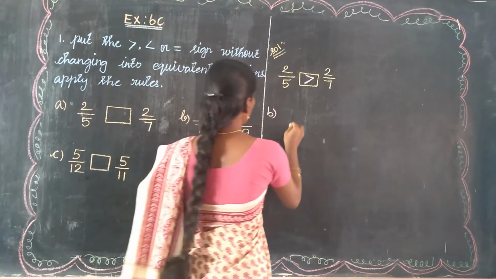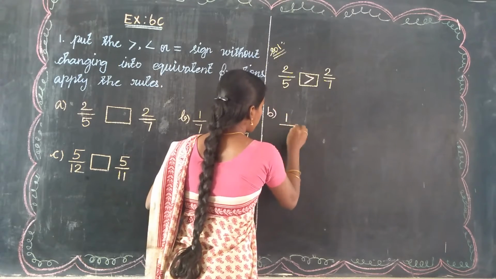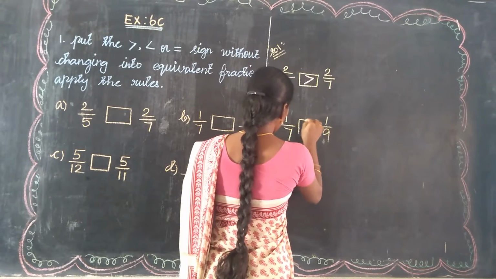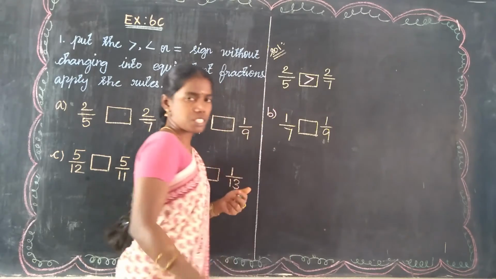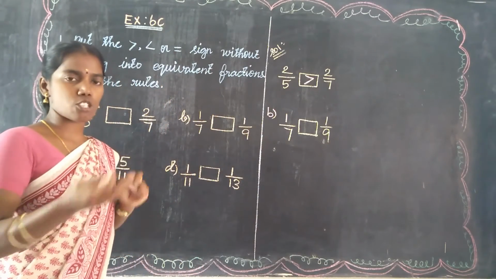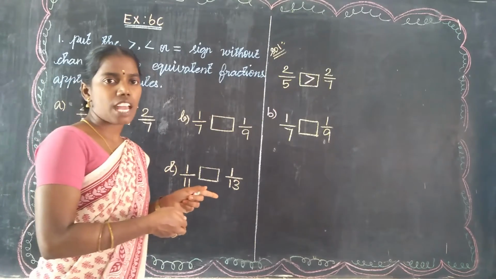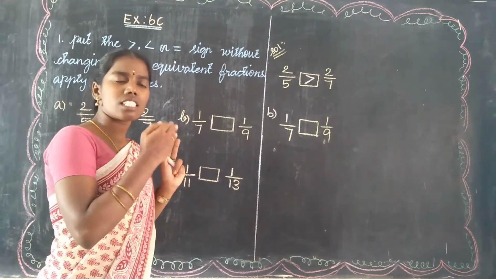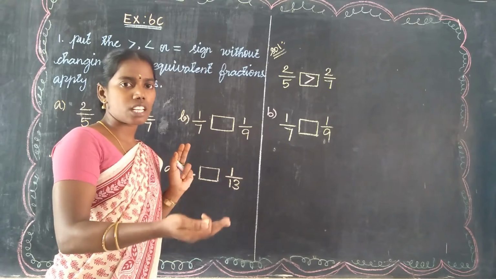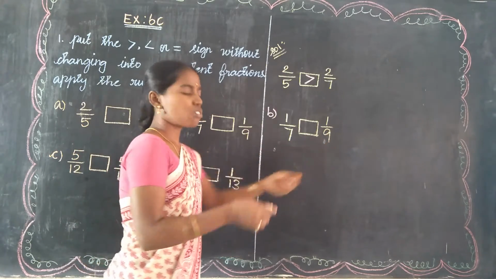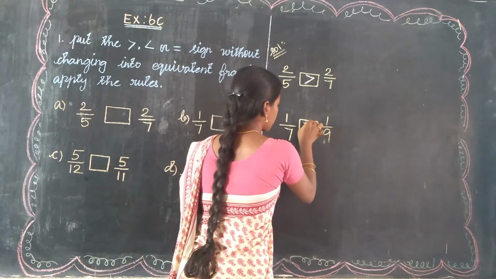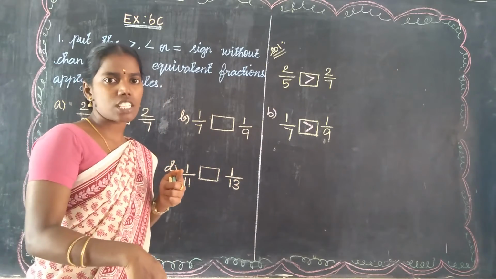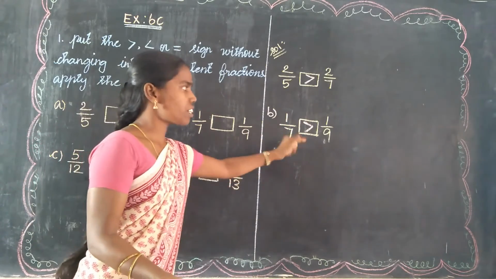In problem B, the first fraction is 1 by 7 and the second fraction is 1 by 9. The numerator values are equal. Next, consider the denominator value: first fraction 7 and second fraction 9. Which one is the greatest? 9 is the greatest single value, but this is a fraction, so the value is lower. This is the same procedure. So 1 by 7 is the greater value.